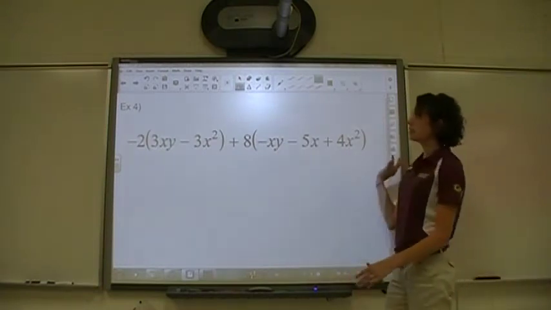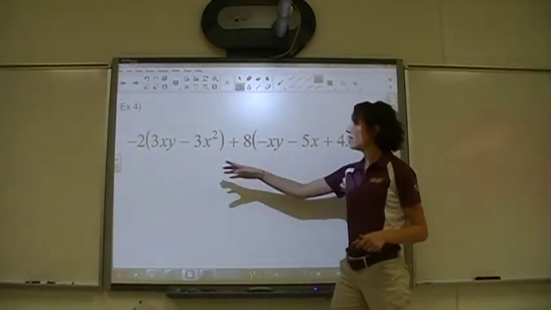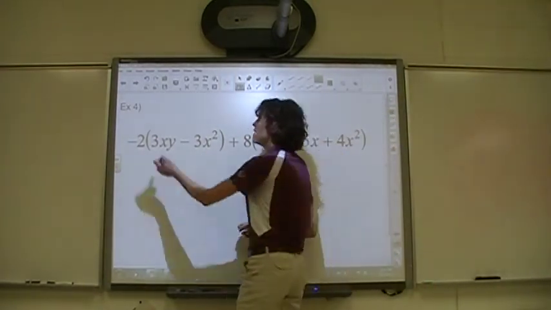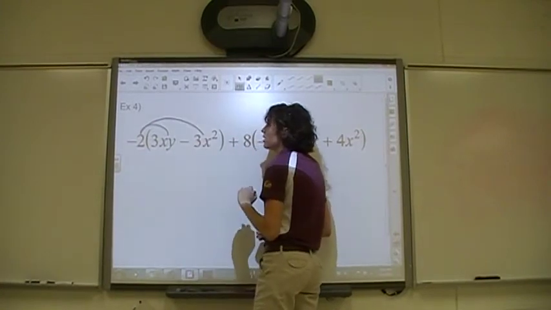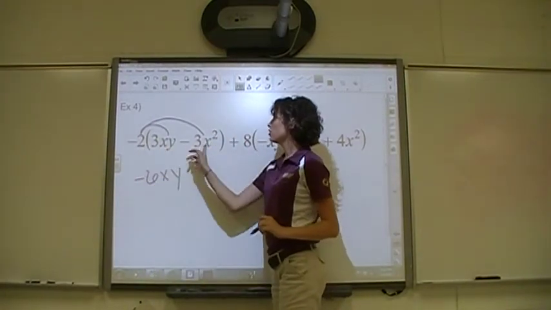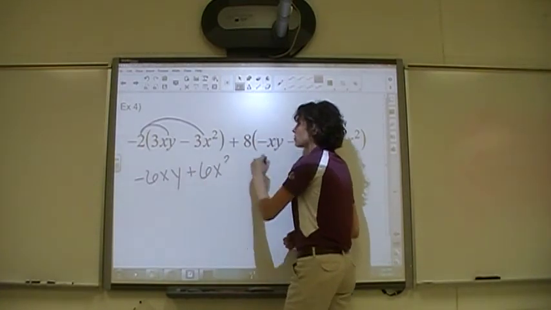And our last example's got a lot of stuff in it, but first let's take it step by step and get rid of these numbers outside in front of those parentheses. So we want to distribute. Let's distribute the negative 2. So you're going to get negative 6xy. Negative 2 times negative 3x squared gives me a positive 6x squared.